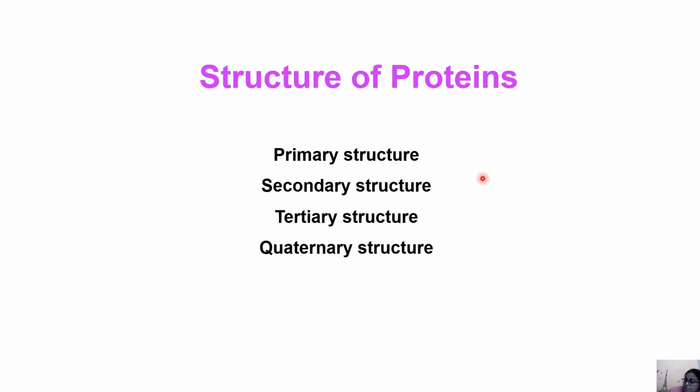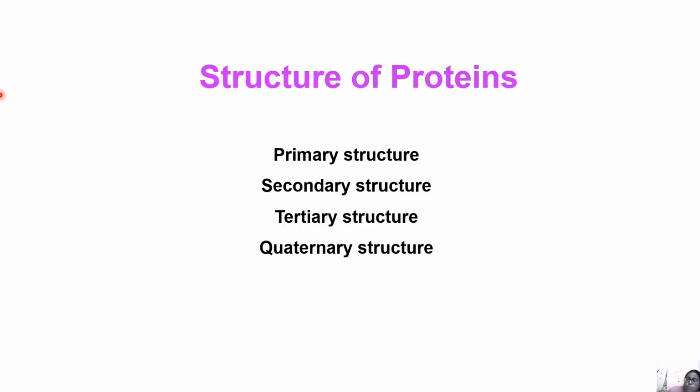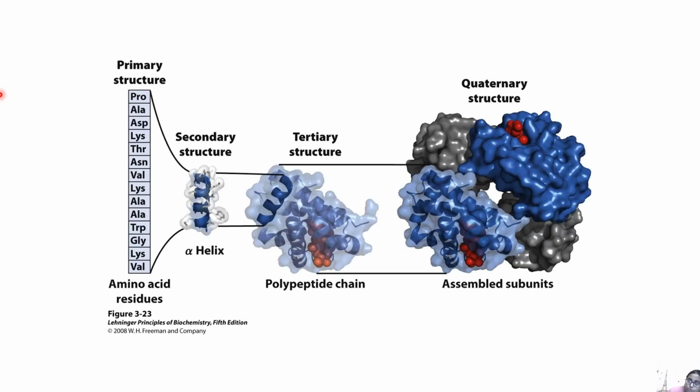We already talked about the four different levels of structure of proteins: primary, secondary, tertiary and quaternary structure. The primary structure is nothing but the amino acid sequence. The sequence of the amino acids gives rise to secondary structure. The main forms of secondary structure are alpha helix or beta sheets. There can be other types as well, such as turns and loops, but alpha helix and beta sheets are the major secondary structures in any protein.